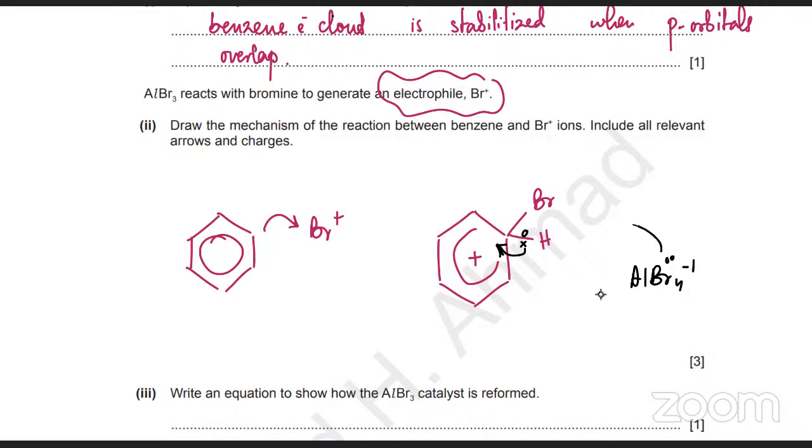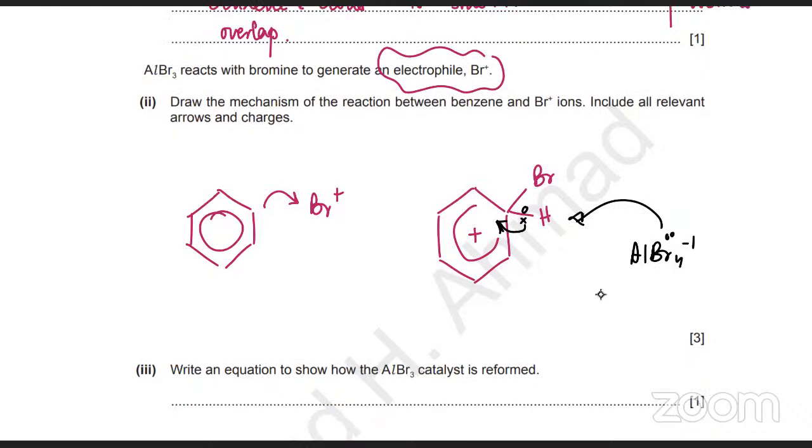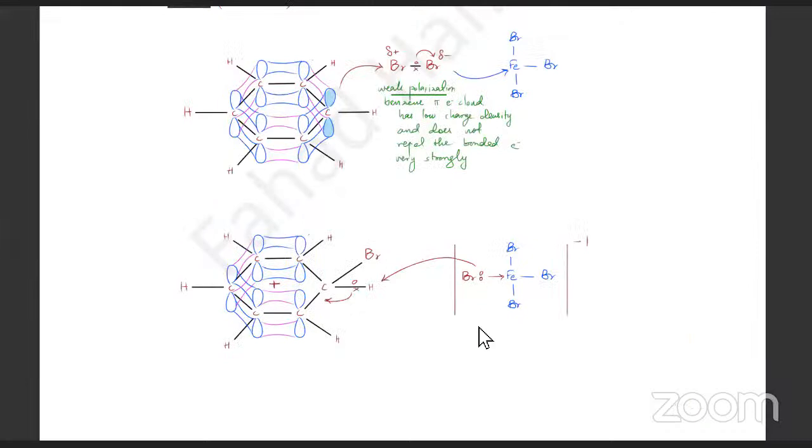And in that AlBr4-1, the Br is going to get attracted to the H. So the H that is lost will get attracted to the AlBr4-1. It's going to take the Br back and form HBr, and an AlBr3 catalyst is reformed. Okay, so we are talking about the last part, which is this one. Like over here we had FeBr3, but how is the catalyst reformed? Because the H is lost and that grabs the Br and the FeBr3 is reformed.